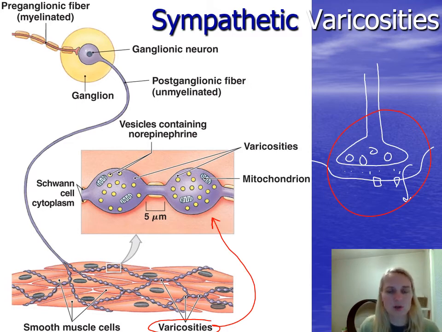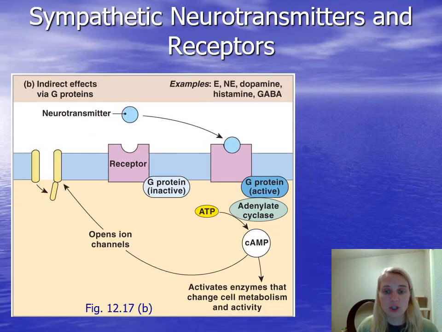Okay, so that's the structural differences between these postganglionic neurons at the synaptic location. The last thing I wanted to talk about are the receptors, the types of neurotransmitters and the receptors.